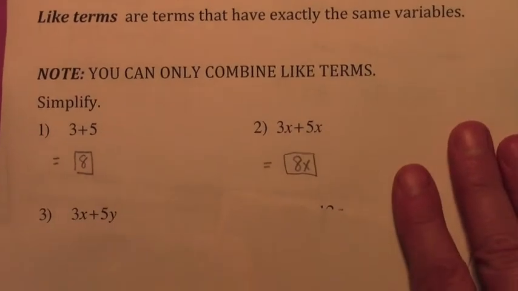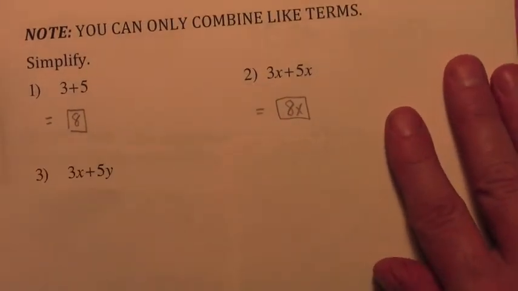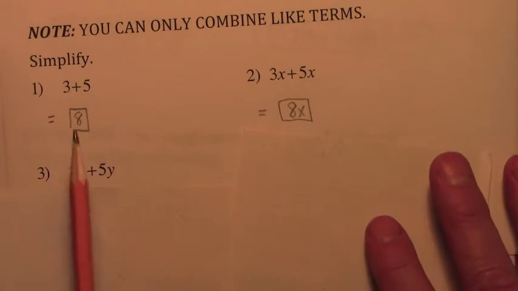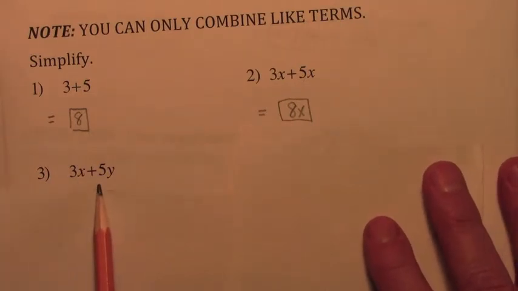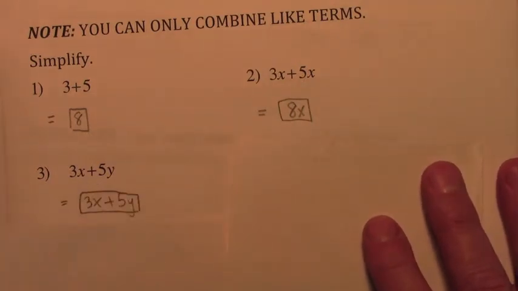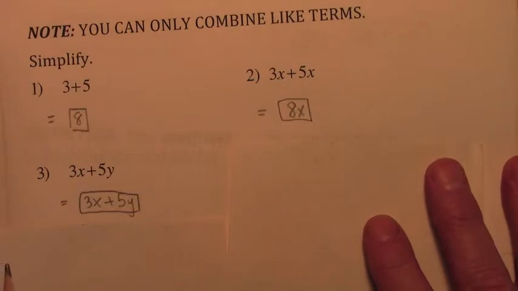Okay? Are these terms? Yes. How many terms do you see? 2. Are they like terms? No. So unfortunately, that's all. You can't do anything. You cannot combine unless they're like terms. You just leave it as 3x plus 5y.